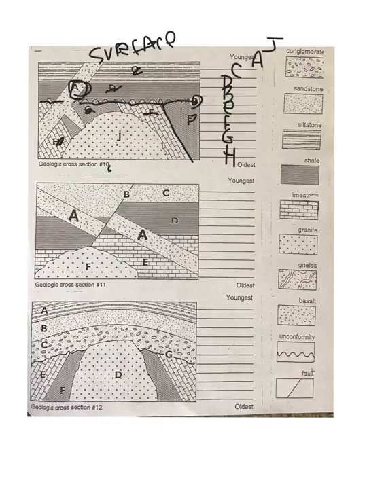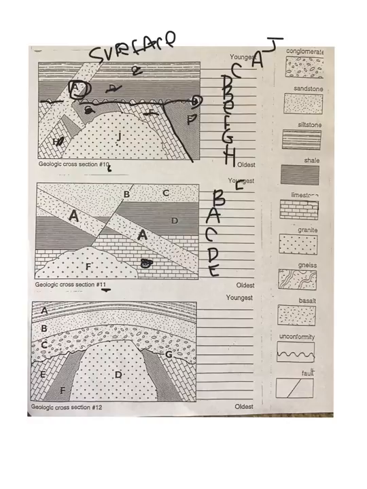All right, so number 11. Oldest would be E. Then we have D. And then we have C. And then we have A. And then B breaks them. And then F covers that up.